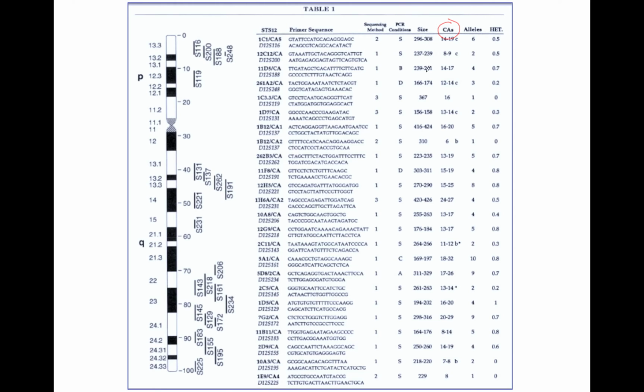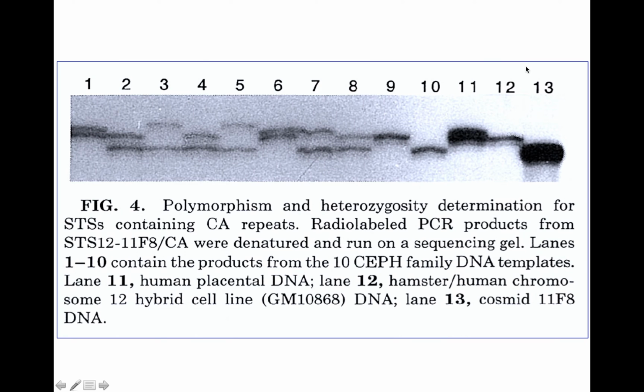these were the sizes of the PCR products that are generated using these primers. Okay. And when I looked at a very small population, these are the number of alleles I found, and this was the heterozygosity. The heterozygosity is the percentage of individuals in a population that are heterozygous for that particular PCR product. So if you look at one of these markers and you look at DNA from 10 different individuals and then some controls, you can determine the heterozygosity.